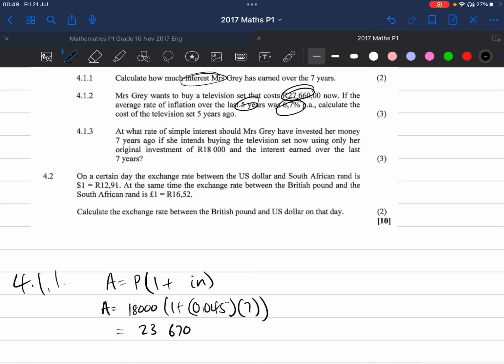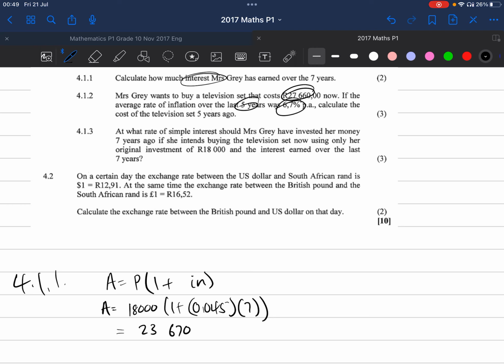On a certain day, the exchange rate between the US dollar and South African rand is $1 is 12.91 rands. At the same time, the exchange rate between the British pound and the South African rand is 1 pound equals 16 rand 52 cents. Calculate the exchange rate between the British pound and the US dollar on that day.